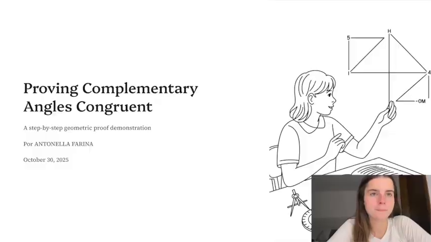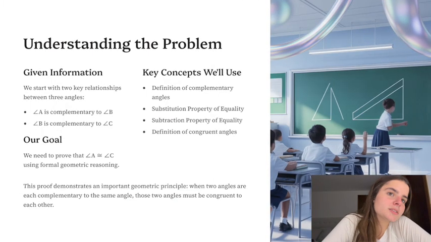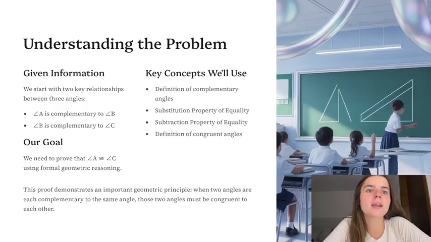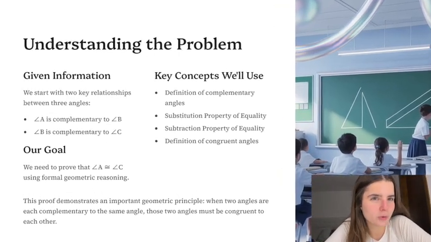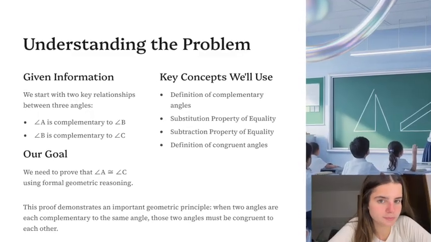Hi, my name is Antonella and today I'm going to prove to you that angle C is congruent to angle A. So let's start with what we know. It's given that angle A is complementary to angle C and that angle B is complementary to angle C. But we need to prove that angle A is congruent to angle C.